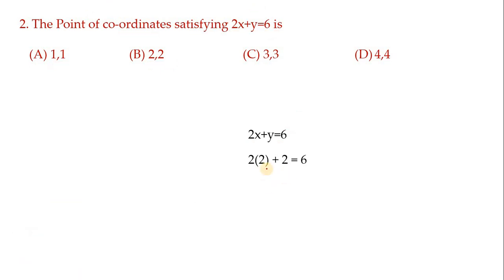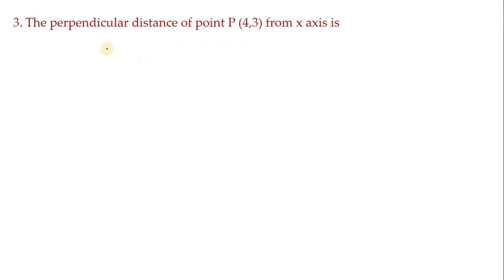Now let us simplify this, children. 2 twos are 4 and the remaining things you write as they are. Now add 4 plus 2, which is 6. So now we have got 6 equals 6. It means this coordinate satisfies this equation. Hence the correct option is B. Move on to the next one.